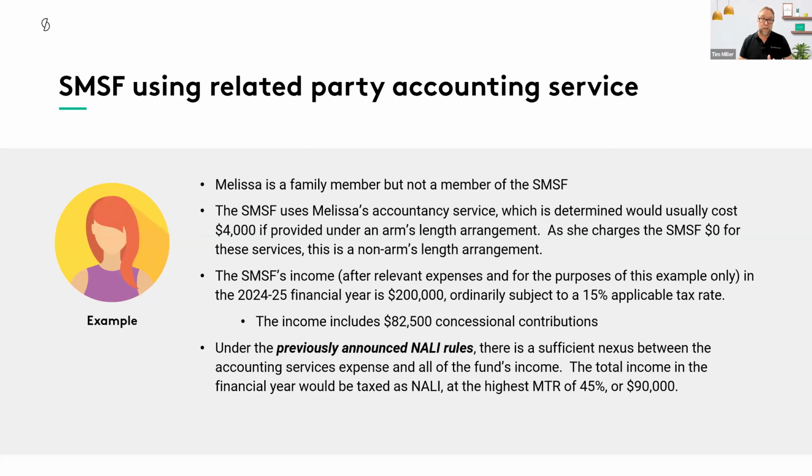So let's look at Melissa as a family member, not a member of the self-managed super fund. I've effectively taken the conditions of the failed PBR there and applied it to how NALI would actually be applied. So the SMSF uses Melissa's accounting services, which would usually cost $4,000. This here is the big problem for me. How do we know what an arm's length cost is, with 600,000 self-managed superannuation funds all paying different accounting fees?